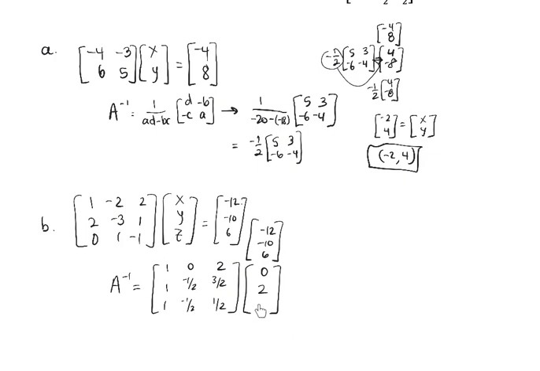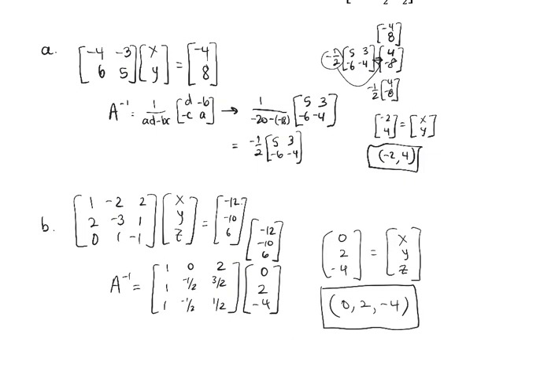Finally here, this entry is a combination of that row and that column. 1 times negative 12 is negative 12. Negative 1 half times negative 10 is 5. And then half of 6 is 3. So we have negative 12 plus 5, that's negative 7. Plus half of 6 is 3. So negative 7 plus 3 is negative 4. So the solution is 0, comma 2, comma negative 4.